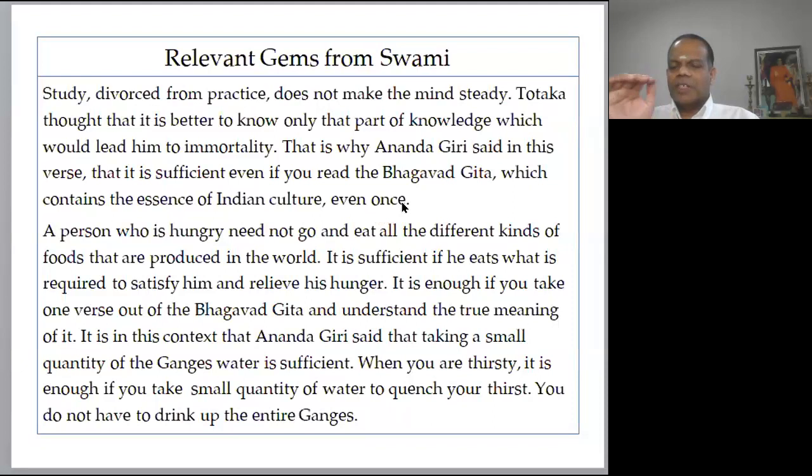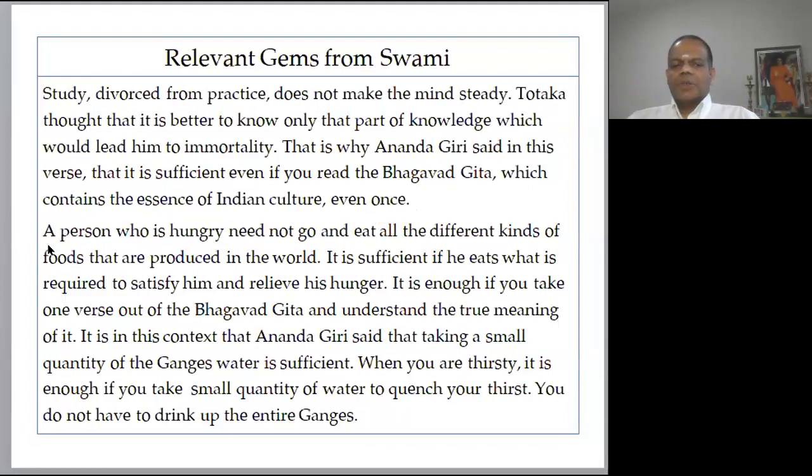Swami is not only saying a little bit of Bhagavad Gita, he's saying, even if you read it once, the entire Bhagavad Gita. So that's the way Swami has explained it. There's another way to interpret the meaning: even in a little bit of time, you have read the entire Bhagavad Gita, rather than reading it every day or anything like that.